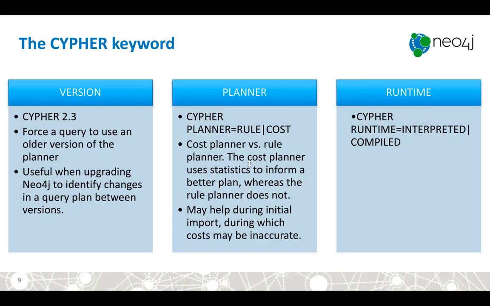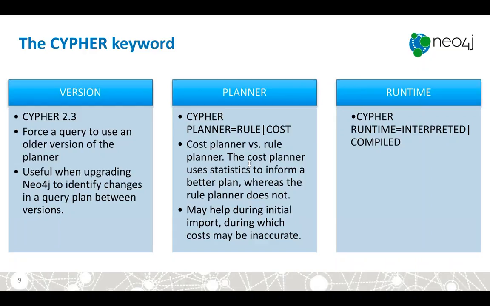Another keyword using Cypher is to indicate the rule versus cost planner. And this is something where you would probably not want to change it because the cost planner is much more intelligent than the rule planner. This is how we evaluate your Cypher into a plan. Do we just use a set of rules independent of the conditions of your database, or do we use the cost planner where we're taking into account all of the database statistics that we have accumulated?